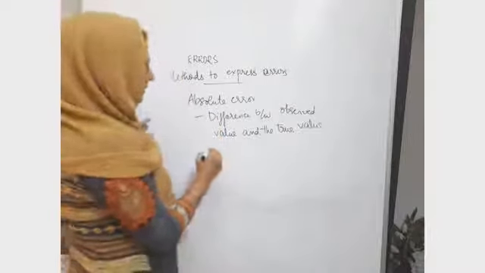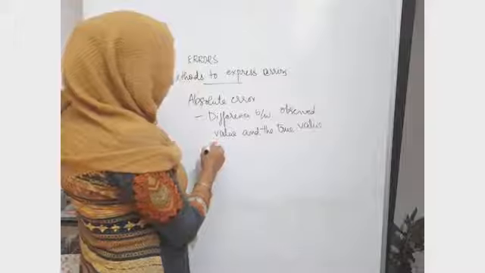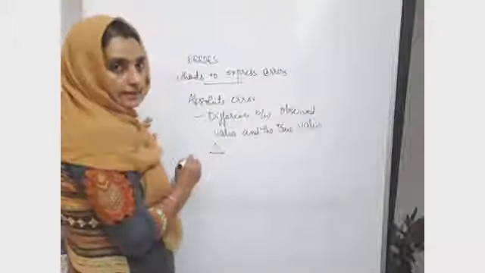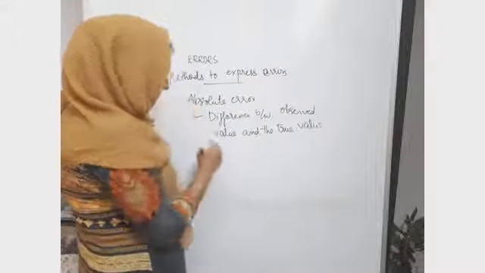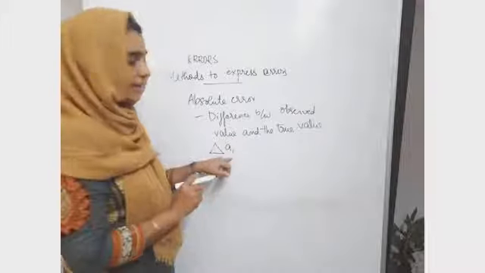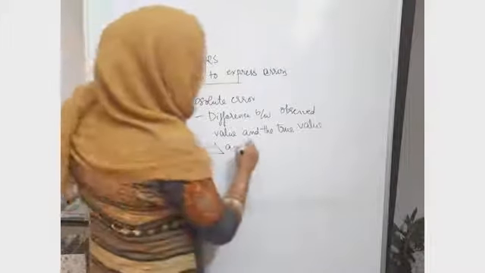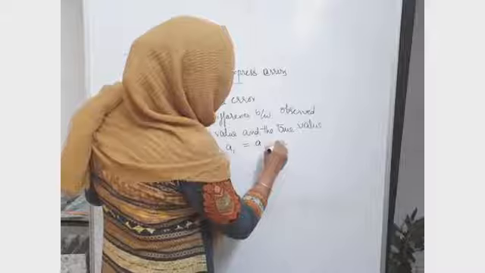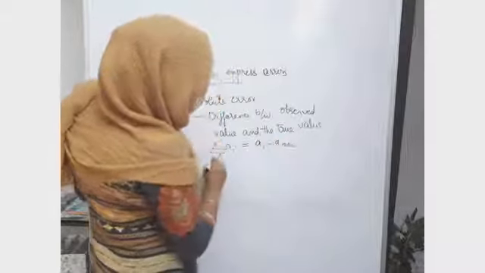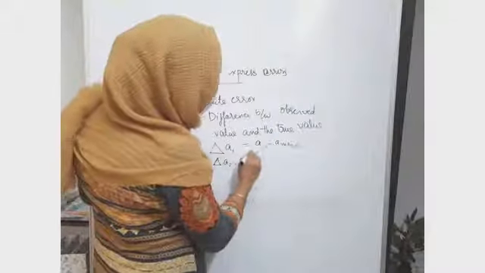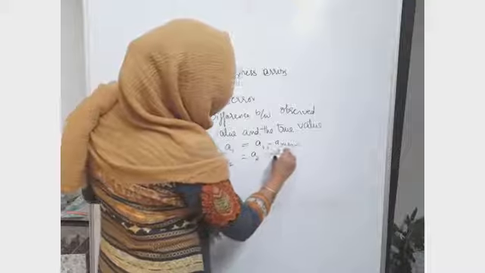So what will be the error in the first value? It is represented by the notation delta, just like a triangle. Delta A1 shows that there is an error in the first observation, which is equal to A1 minus A mean, and delta A2 is A2 minus A mean, and so on.